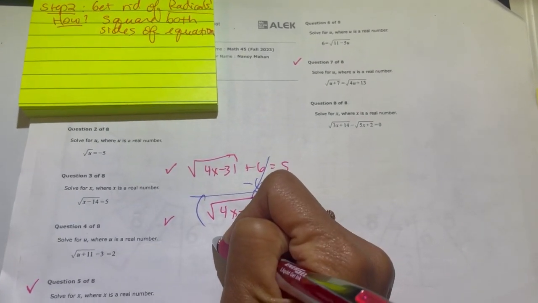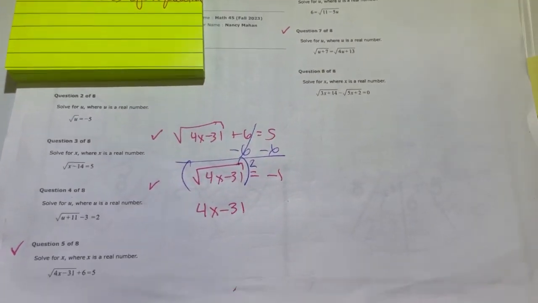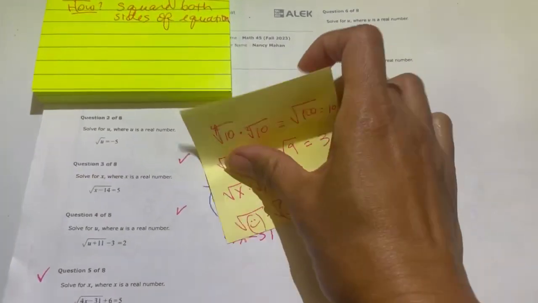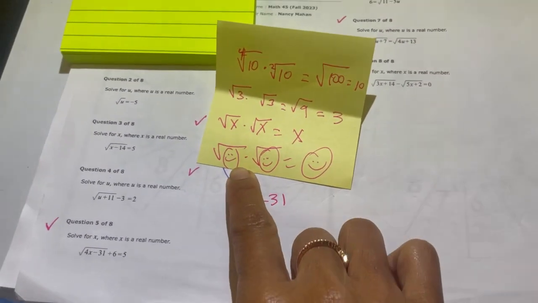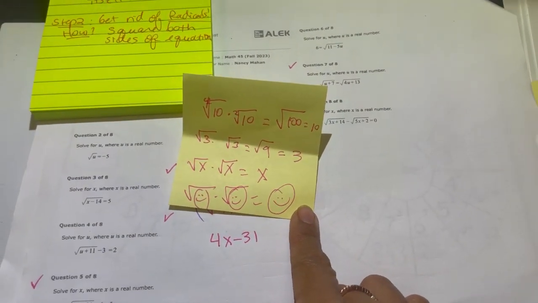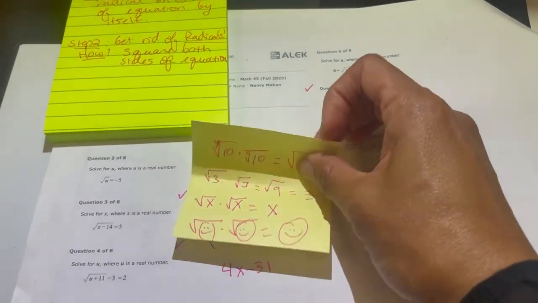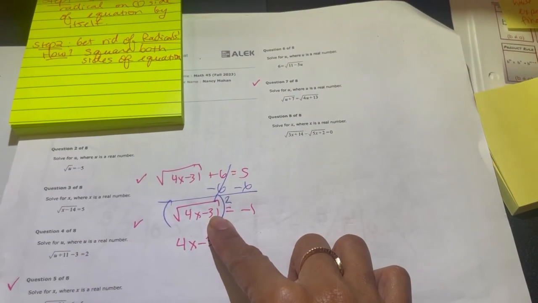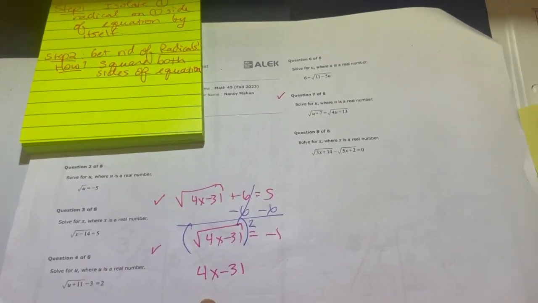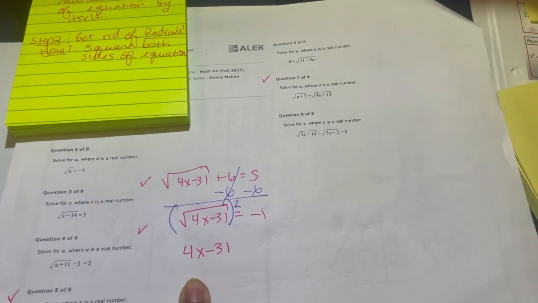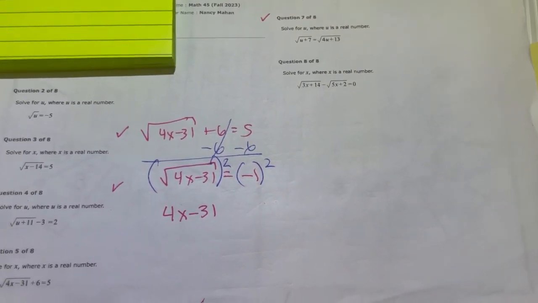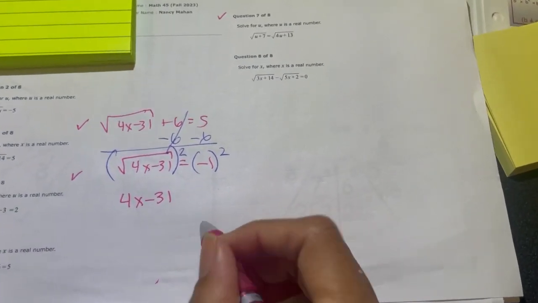You get 4x minus 31, right? Just like we mentioned earlier, no matter how pretty or ugly it is, if you have the square root of a happy face multiplied by the square root of a happy face, it's just a happy face. I was trying to prepare you for what we were going to see here. The square root of 4x minus 31 multiplied by the square root of 4x minus 31, you just get 4x minus 31 without the radical. And whatever you do to the left side, you must do to the right side. So what's negative 1 squared?